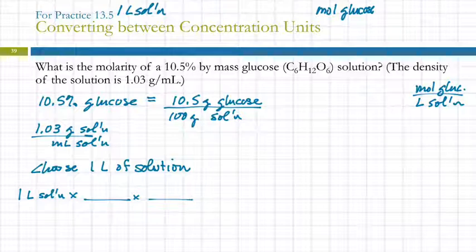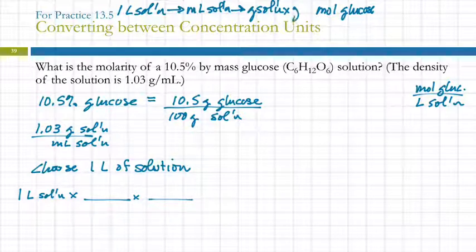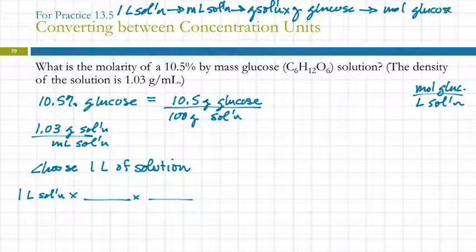I could go from liters to milliliters, and then I can go to grams of solution. Okay, that's not going to work. Grams of glucose, and then moles of glucose. Liters to milliliters, that's a metric conversion. Milliliters of solution to grams of solution, that's using the density. Grams of solution to grams of glucose, that's the percent by mass. And then I'm going to use the molar mass to convert to moles.